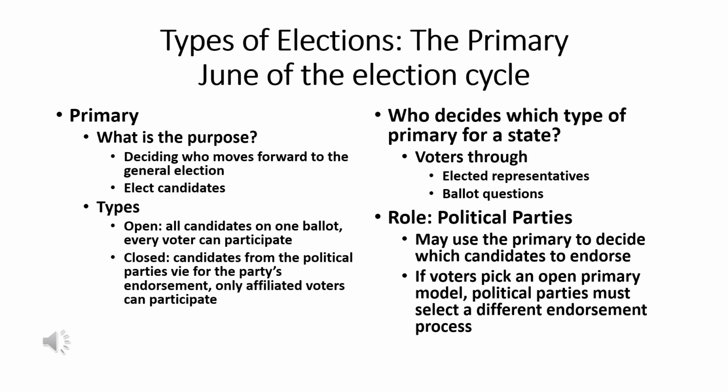But if voters decide we're just going to do open primary, and the primary is just for voters to decide who's going to move forward, then the political parties have to find another way to decide who they're going to endorse. And again, the U.S. Supreme Court made that decision back in 2008 out of a court case from Washington State.